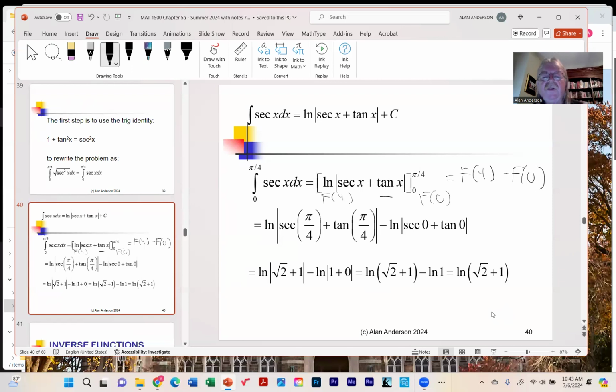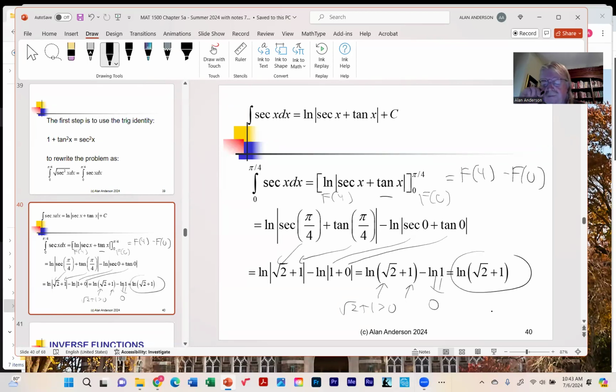And so you'll find that, for example, the secant of pi over 4 is radical 2. The tangent of pi over 4 is 1. The secant of 0 is 1. And the tangent of 0 is 0. So these can be simplified to the log absolute radical 2 plus 1 minus log 1. This is just 0. You don't need the absolute values here anymore because clearly radical 2 plus 1 is greater than 0. So ultimately, you end up with this result.